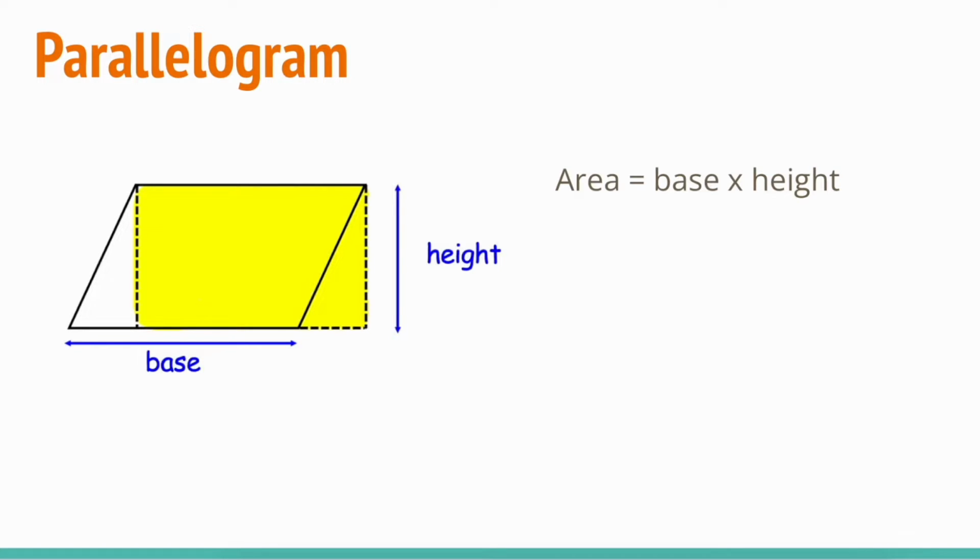So if it's just base times height, again, it must be the perpendicular height. We can't have this slanted height here. It must be the perpendicular distance between the base and the top. So if my base was 4 and my height was 7, then it would just be 4 times 7, and that's equal to 28 units squared.